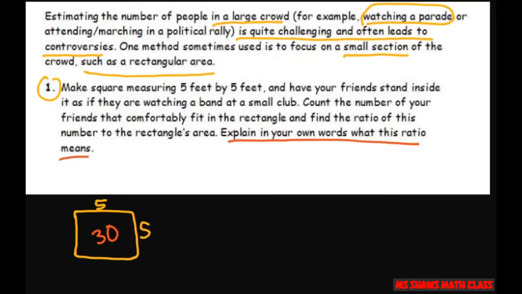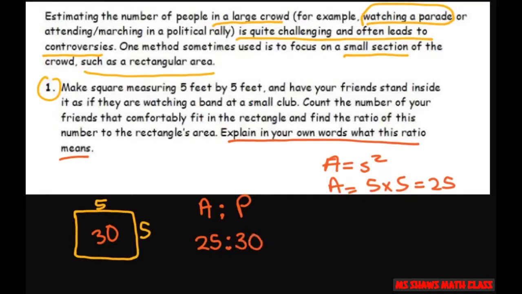What does it mean? If I do area to people, the area of a square is length times width, or side squared. So that's just going to be 5 times 5, which is 25. So this is going to be 25 to 30. This can be reduced to 5 to 6 if you divide both by 5. In our own words, what this means is for every 5 square feet, we can put 6 people.